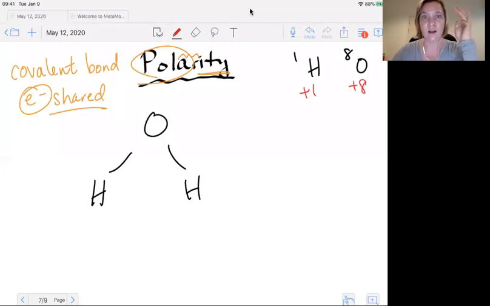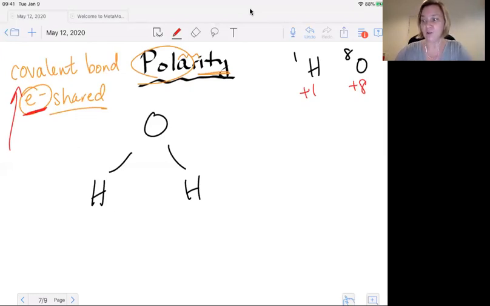Now, why does that matter? Well, going back to my covalent bonds, we're talking about electrons. Electrons have a negative charge. And what do we know about negative and positive? They attract. They have a force of attraction between them. So we say electrons are attracted to protons. Now, if electrons are negative and protons are positive, therefore electrons are attracted to protons.